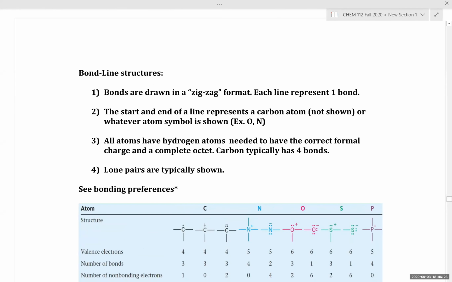Now what we're going to do is talk about how to represent structures in a bond line format. This is the common way structures are drawn in organic chemistry. It saves time, saves energy, and it efficiently conveys structural information. In bond line structures, bonds are drawn in a zigzag format with each line representing one bond. So the start and end of a line represents a carbon atom.